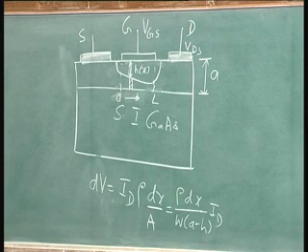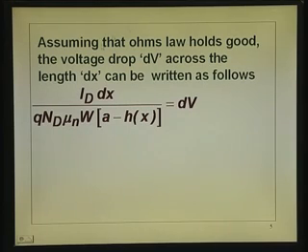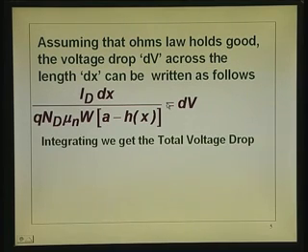So, let us go back to this now. When you go back to this slide, I_D into dx, and rho is 1 by q N_D mu_n, and W, this is the area, and h I put as h of x because it is a function of x. Okay. Now, integrating, we want to find out what V_DS is. Integrating, we get the total voltage drop.